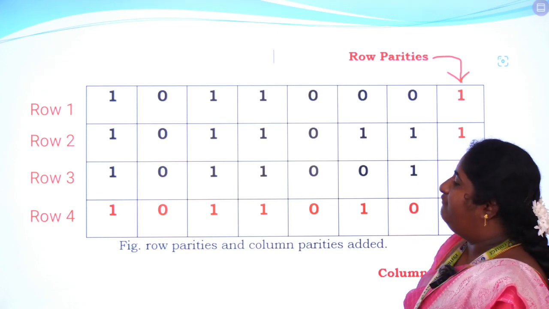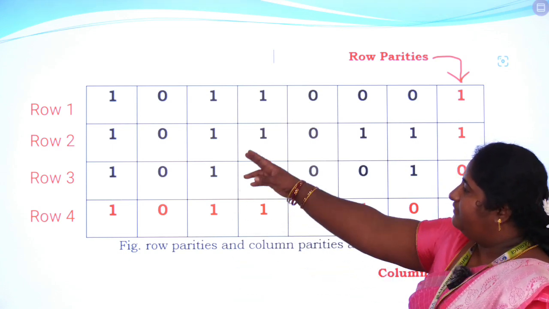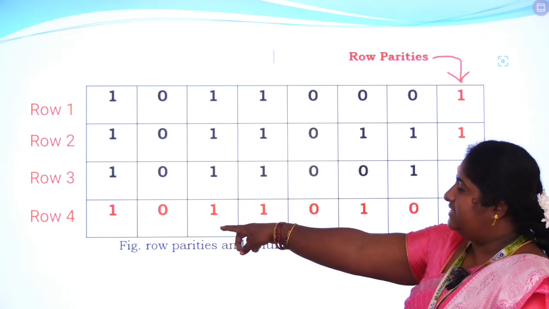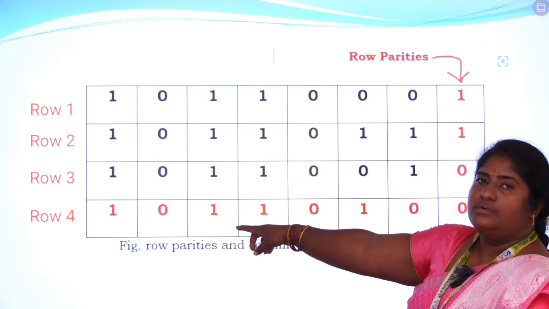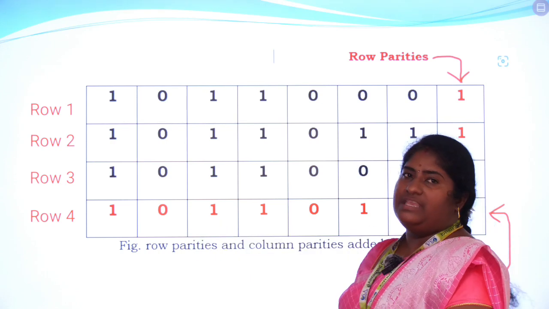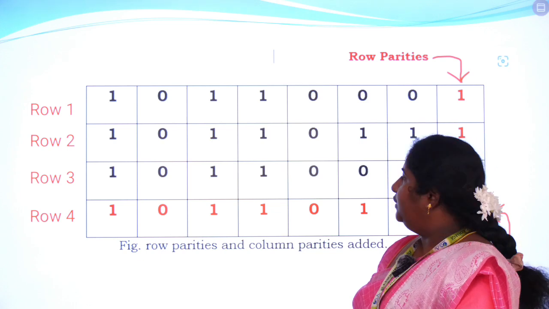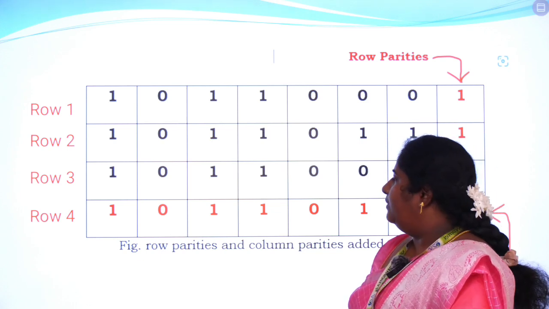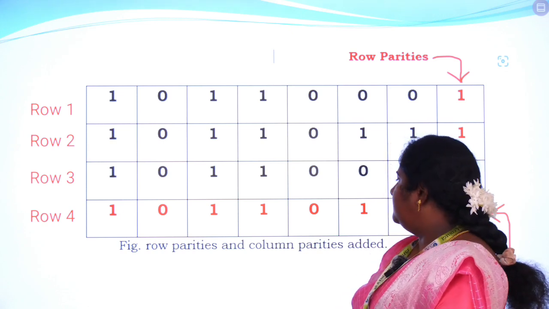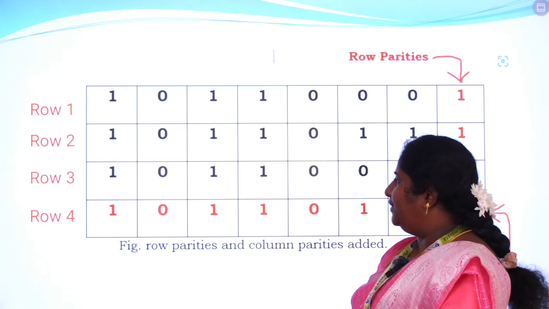In the same way, you have to identify the column values. So column parity: when we are considering the first column, you have 3 ones, which is an odd parity, so the value will be given as 1. When we are considering the second column, all the values are 0, so you append the value 0 at the end. When we are considering the third column, you have all 3 ones, so you add the parity value as 1 at the end. This is how the whole row parity and column parity has to be identified before transferring the data.